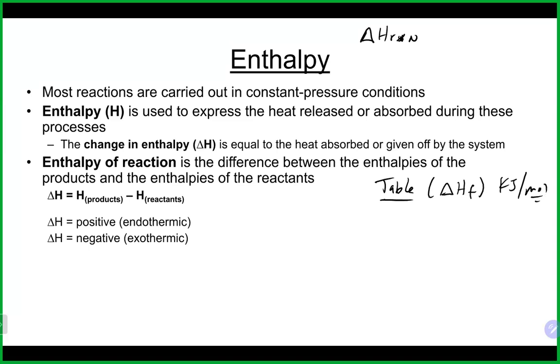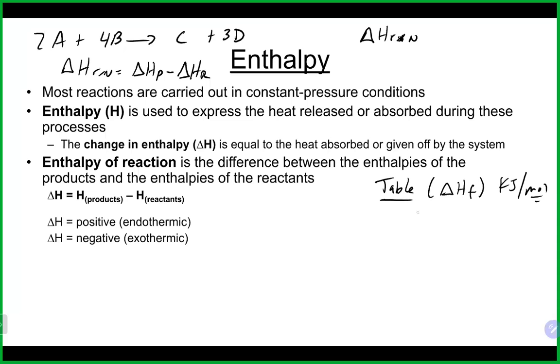about this semester. But one of the ways when we look at an equation, say we had 2A plus 4B goes to C plus 3D here. If we wanted to calculate the delta H for this made up reaction, we would take the delta H of our products minus the delta H of our reactants.